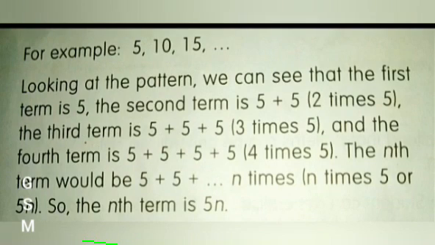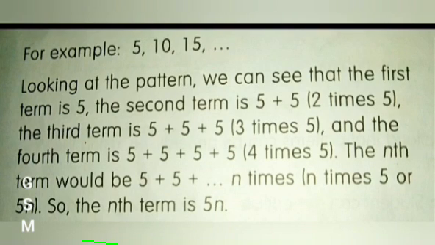For example, 5, 10, 15. Looking at the pattern, we can see that the first term is 5. The second term is 5 plus 5, that is 2 times 5. The third term is 5 plus 5 plus 5, that is 3 times 5. And the fourth term is 5 plus 5 plus 5 plus 5, that is 4 times 5.